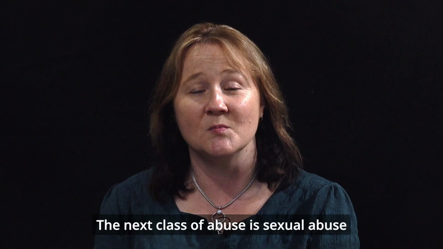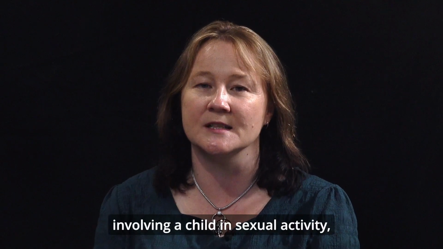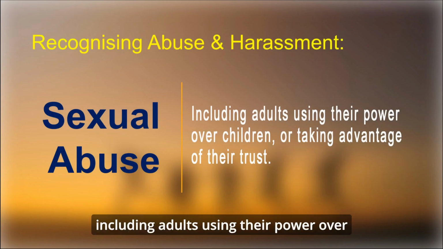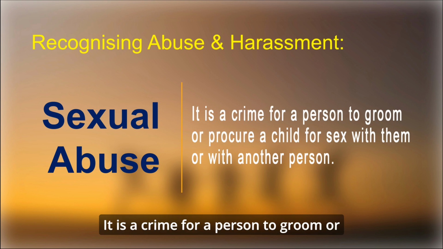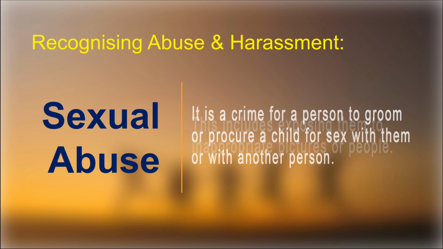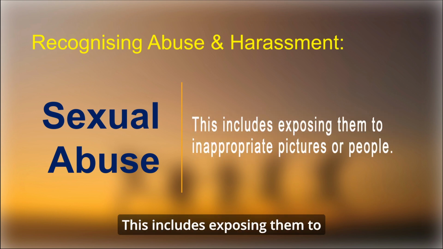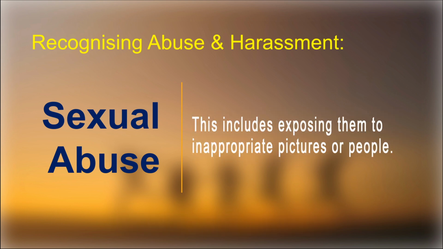The next class of abuse is sexual abuse, involving a child in sexual activity, including adults using their power over children or taking advantage of their trust. It is a crime for a person to groom or procure a child for sex with them or another person. This includes exposing them to inappropriate pictures or people.